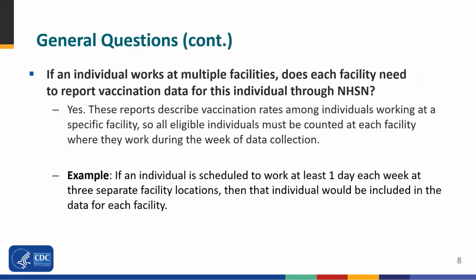It can be common for an individual to work in multiple facilities. In these cases, all eligible individuals must be counted at each facility where they work during the week of data collection. This is important since these reports describe vaccination rates among individuals working at a specific facility. So if an individual is scheduled to work at least 1 day each week at 3 separate facility locations, then that individual would be included in the data for each of the 3 facilities.